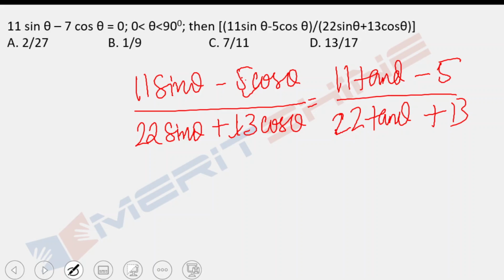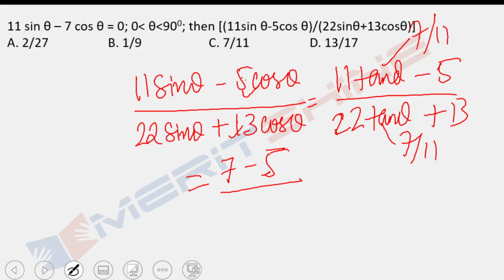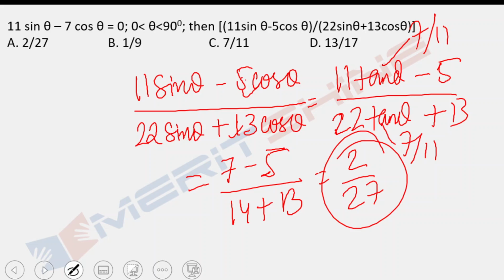We know the value of tan theta. The value of tan theta, my dear friends, is 7 by 11. So if I replace tan theta by 7 by 11 here and here, I'll get 7 minus 5 in the numerator, and in the denominator 2 into 7, 14 plus 13. So what do I get? 2 by 27. That's my answer. That is answer A. So this is my answer.